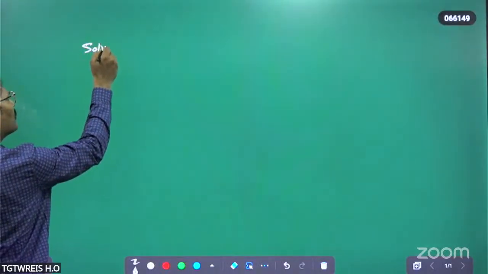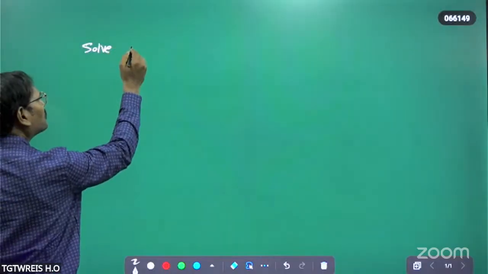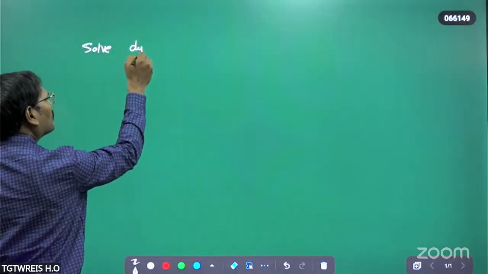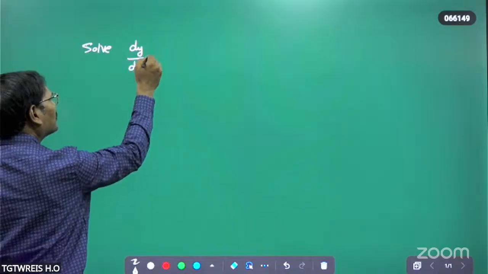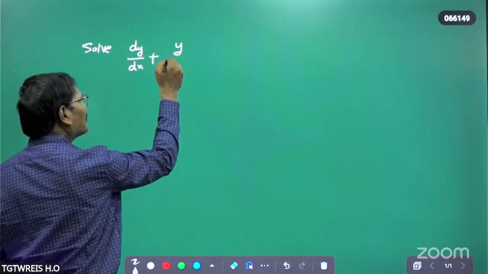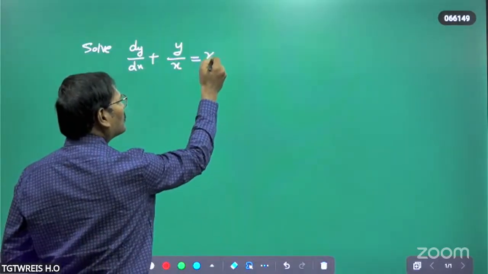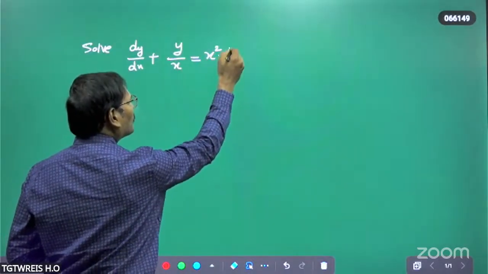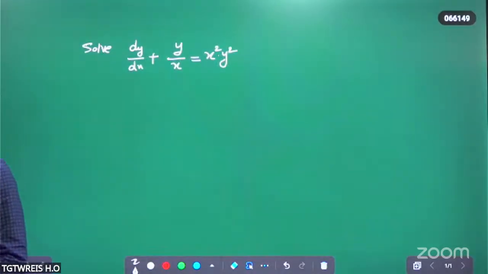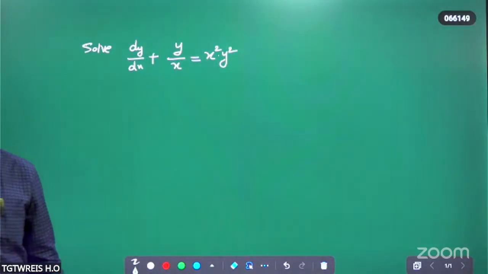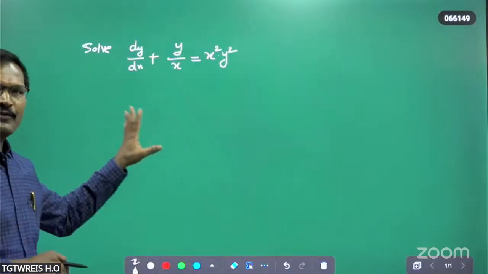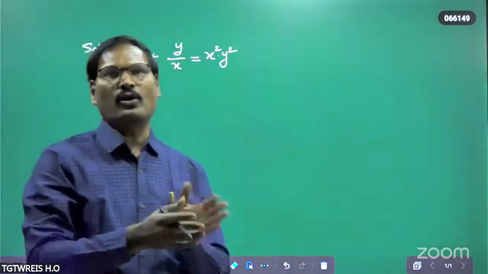Solve dy by dx plus y by x is equal to x square into y square. So this is the differential equation. Now I am going to solve this equation.